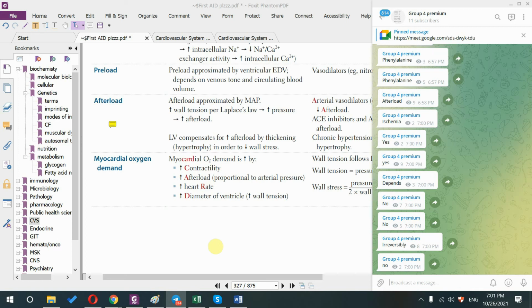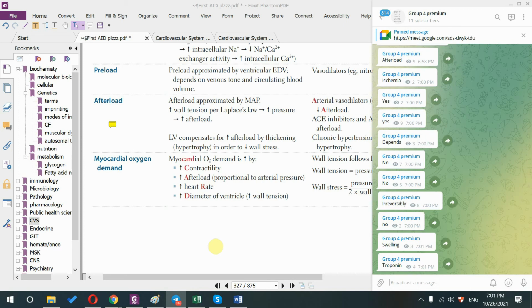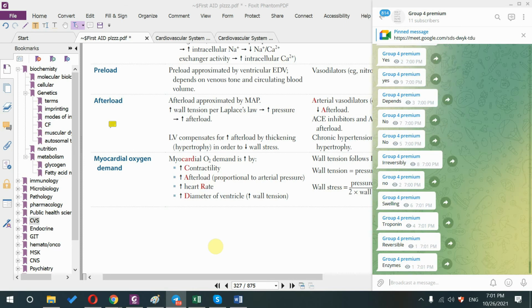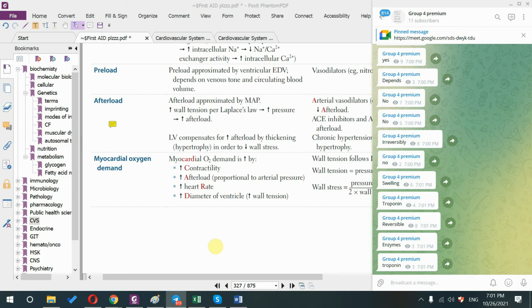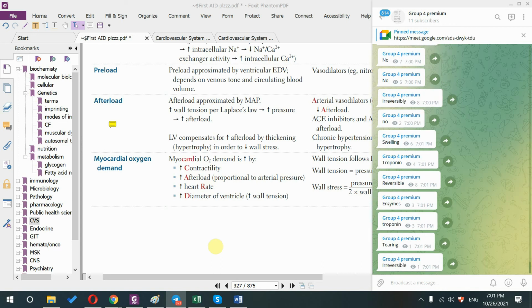Which one has the cell membrane damage, and which one has the blebbing and the swelling? Swelling, that's reversible. Enzymes, that's irreversible. Good. The tearing, it's irreversible. The swelling is reversible. Excellent job, guys.